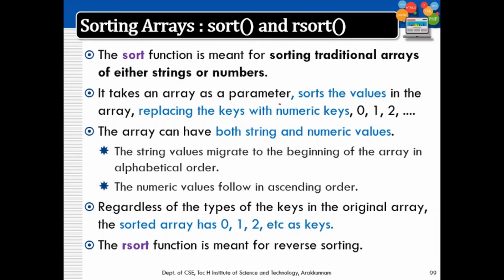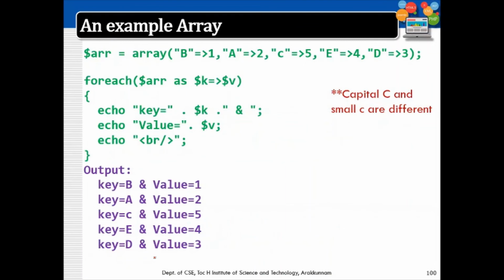The sort function is a traditional sorting of the values of the array. It takes an array as a parameter, it sorts the values, and one more thing happens here. It replaces the keys with numeric keys. Whatever may be the array given, it sorts the array first as per the values and it replaces the keys with numeric keys 0, 1, 2, 3, whatever they were previously. The rsort function does the reverse. Again, the keys will be replaced as 0, 1, 2. I'll show you an example.